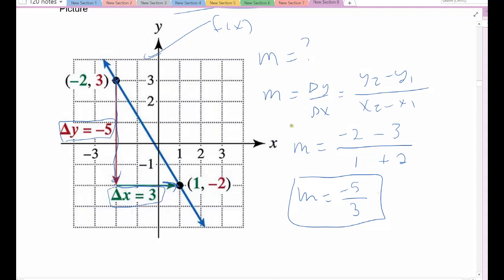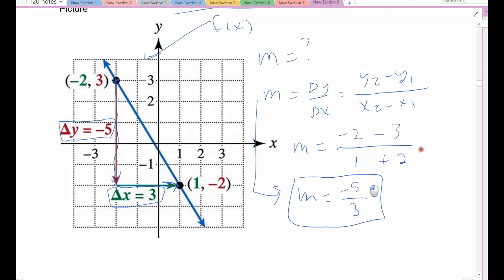You can use that. Change in y over change in x, and I get the same thing, right? Change in y was -5, change in x was 3. That was my rise and my run. My rise in this case was negative, so I went down by 5 and over by 3. Okay, what does that tell me?